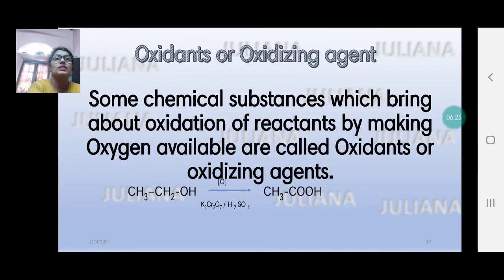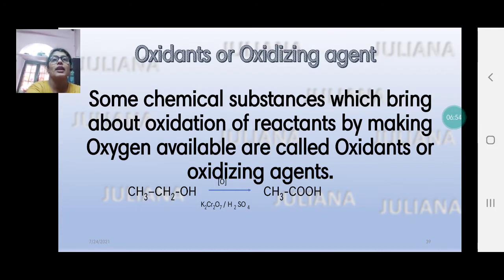Then what are oxidants or oxidizing agents? Now there are some chemical substances which bring about the oxidation by supplying that oxygen which is needed. Which is normally called a nascent oxygen. We have O2 as oxygen, but nascent oxygen is single O, which is normally written in a square bracket. So those chemicals which provide the oxygen needed and bring about oxidation are called oxidants or oxidizing agents.